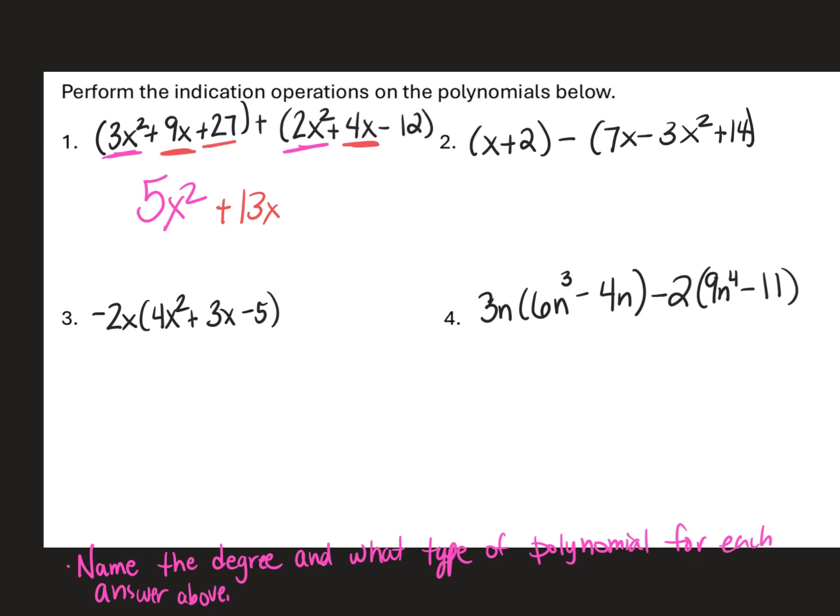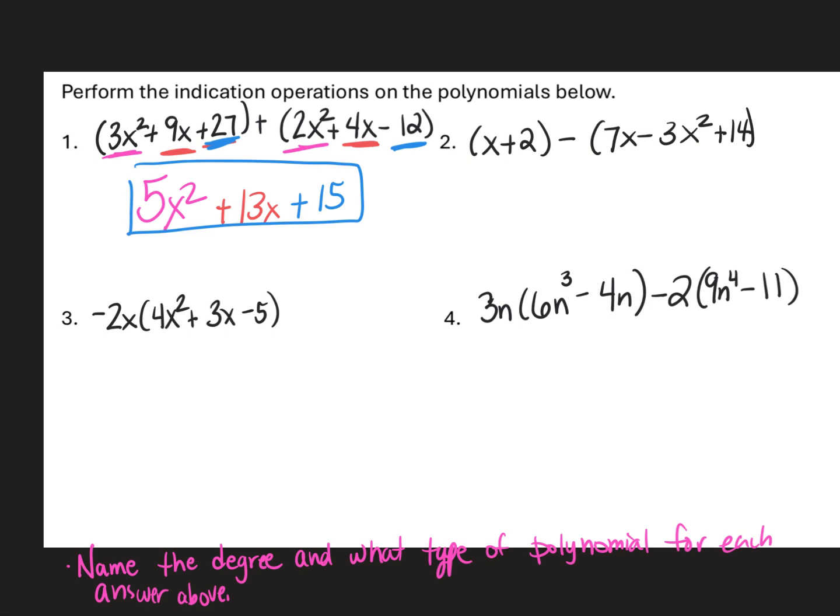And then I need one more color. 27 plus negative 12 is positive 15. And this would be my answer. And I'll go back in just a minute and do what it says in pink underneath there.